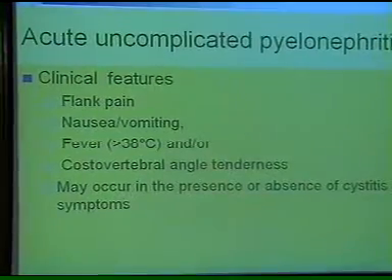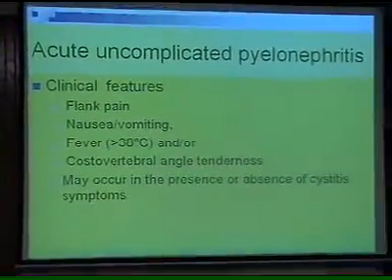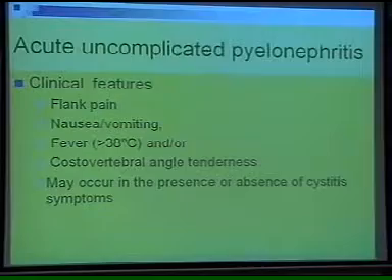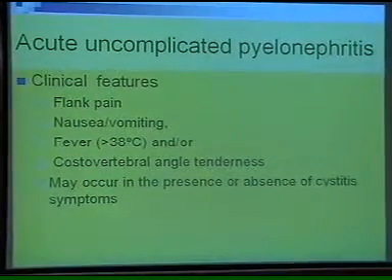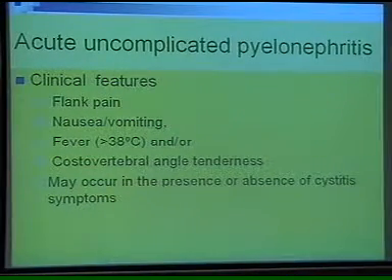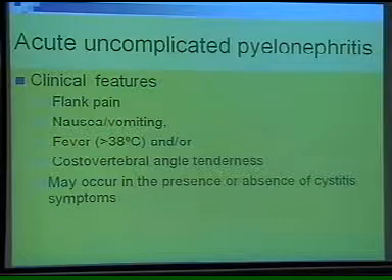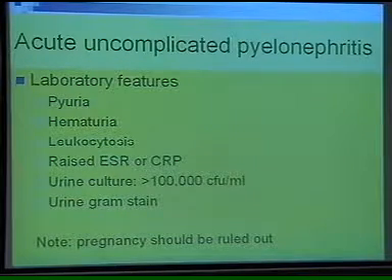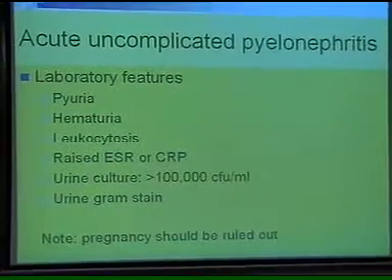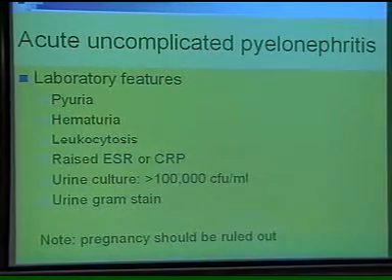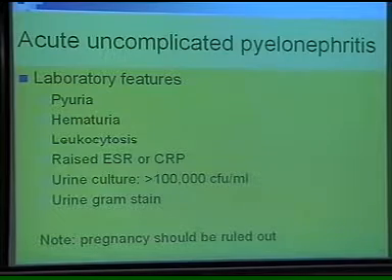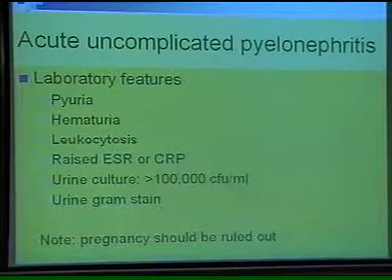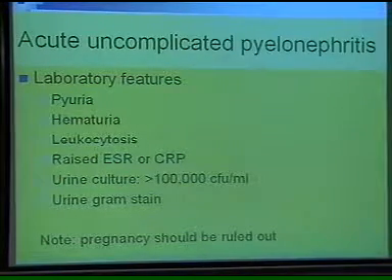Features, as we discussed: flank pain, nausea, fever, CVA tenderness. So on exam you are looking for CVA tenderness, and it can occur in the absence as well as presence of cystitis symptoms: dysuria, frequency, urgency. Laboratory features: pyuria, hematuria, and this is a systemic infection. That's why patients have leukocytosis with left shift and raised ESR or CRP.